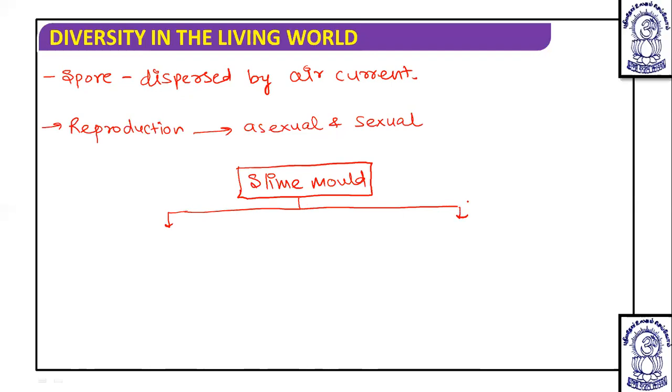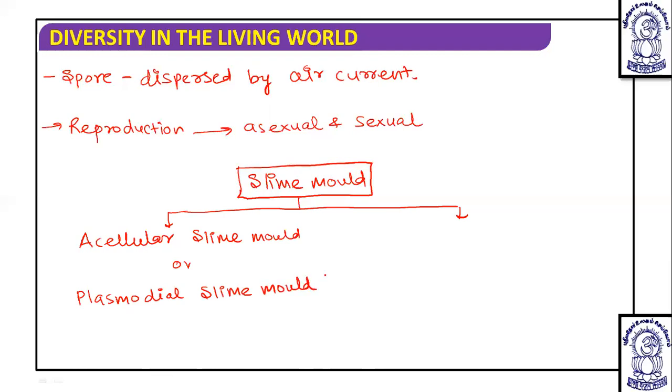One is acellular slime mold, and this acellular slime mold is also known as plasmodial slime mold. And another one is the cellular slime mold, and the cellular slime mold is also known as communal slime mold.